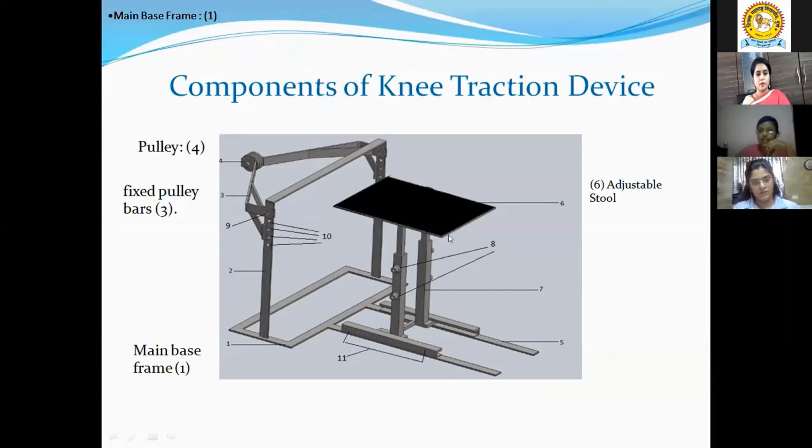This is the adjustable stool which is required for positioning the patient. It is adjustable, so it can be used for many patients. You can adjust the height according to the patient's height and length of the knee. It is adjustable in two ways, upward, downward, and you can also adjust to and fro. So this all is the main frame, and on this main frame all these things have been mounted.